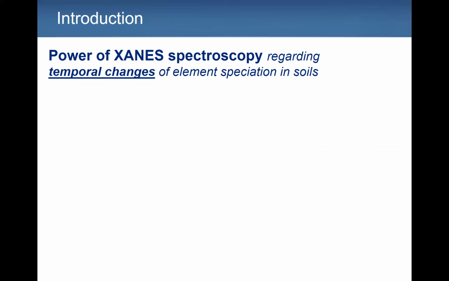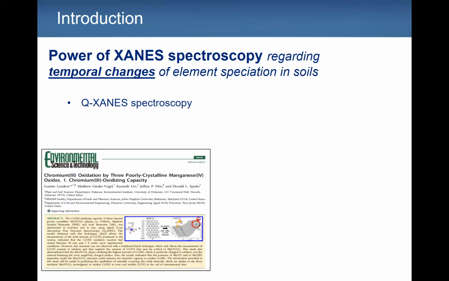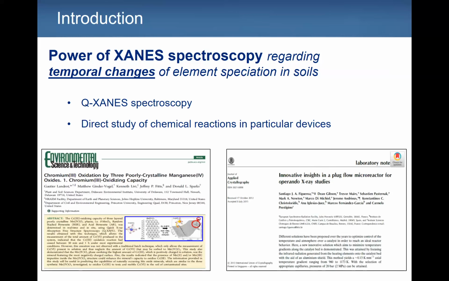You can also address temporal changes of element speciation at very small levels of time. If you use fast reacting monochromators, which allow a spectrum acquisition within far less than a second, you can really monitor in situ changes of speciation of different elements within microseconds and even less. Particularly if you combine these fast time resolving spectroscopy with devices which allow, for example, contact of one soil compartment with a liquid, so that you can really look at the just going on reaction.